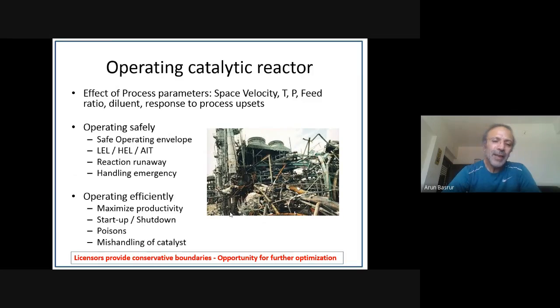Lastly, the process licensor provides conservative boundaries. So there is always some opportunity for further optimization, but this should be taken up only after clearly and properly understanding the process and its limitations. Otherwise, it can end up damaging the catalyst.